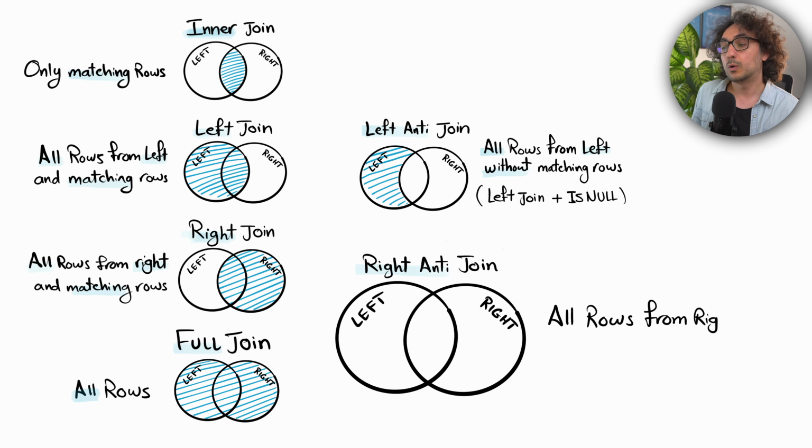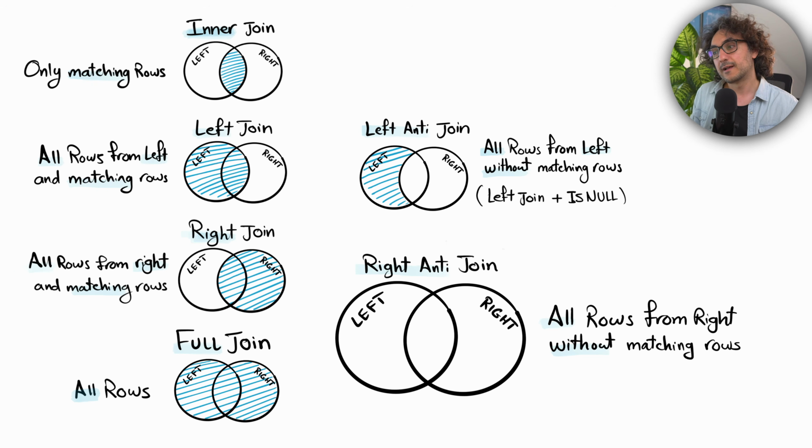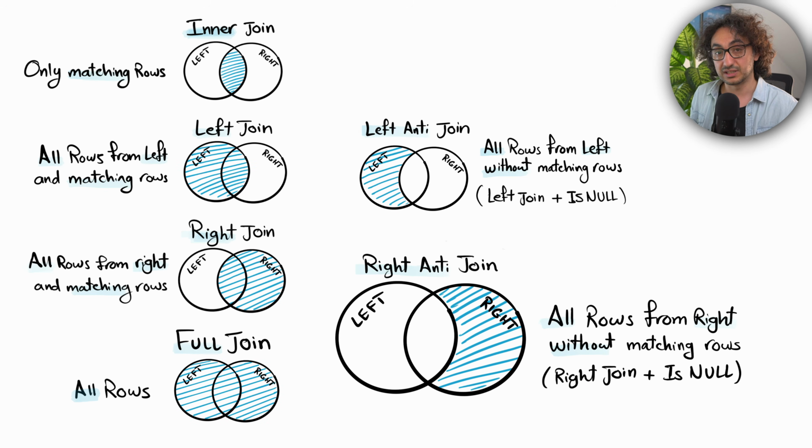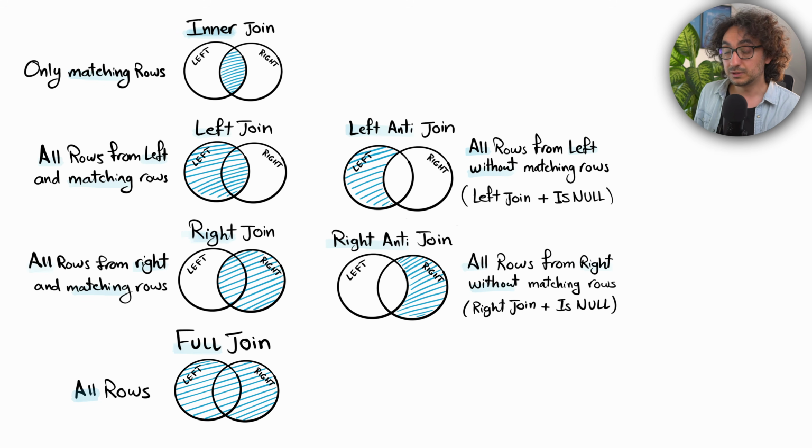So we are saying all the rows from the right table without having any matching rows from the left table. So all the information on the right side that is not matching the left side. So again, here we don't have a keyword for that. We're gonna go and work with the right join plus an ISNULL. So with that, as you can see, we have two new types of joins added to our 4 basic joins.